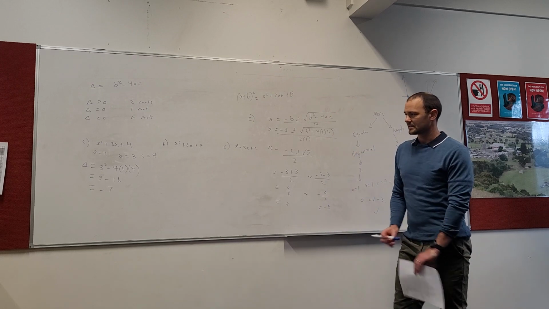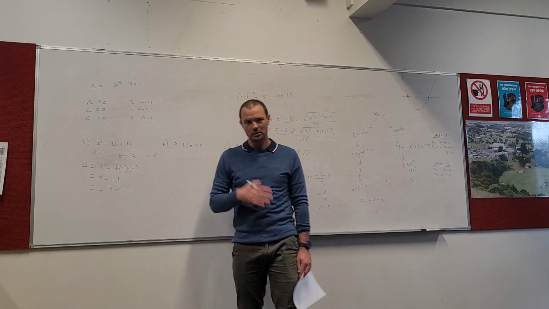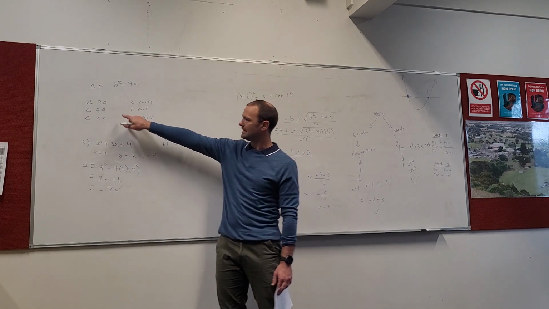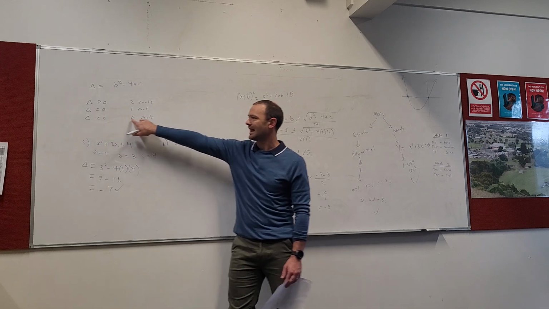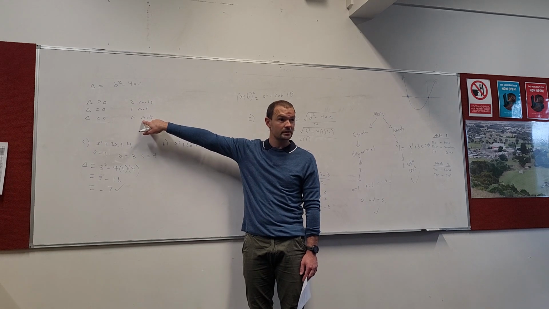So we've got 9 take 16, I've got -7. What does this tell me about the quadratic? The discriminant is negative, which means it has no roots. There are no values that make it equal to 0. It doesn't cross the x-axis.